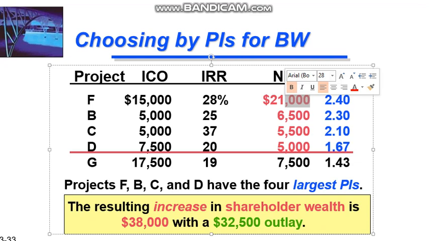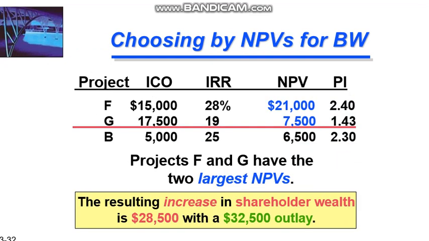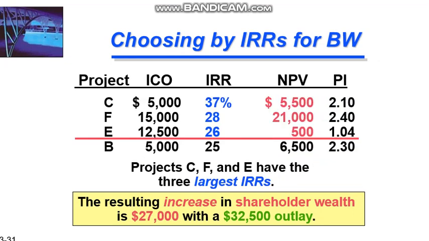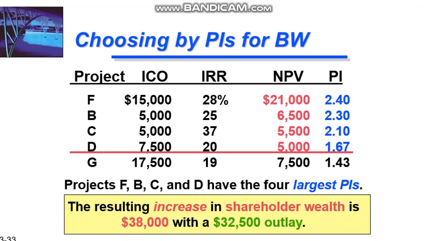We can add the NPVs 21,600, 500, 5,500, and 5,000, right? So what we are going to get is 38,000. That is a huge difference from before. Like we were getting 28,500 before that, and we were getting 27,000 before that. Okay, so we can see that we have 38,000 here, compared with the earlier figures.